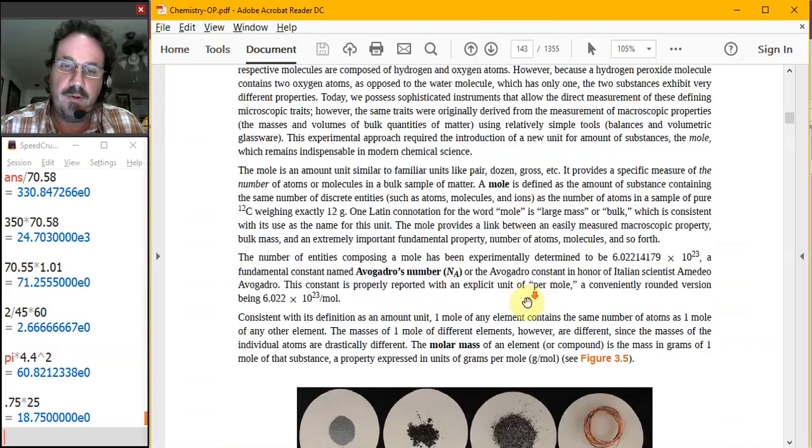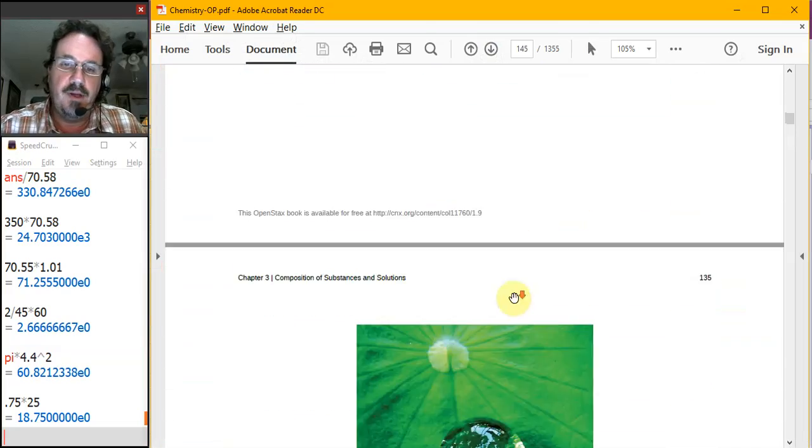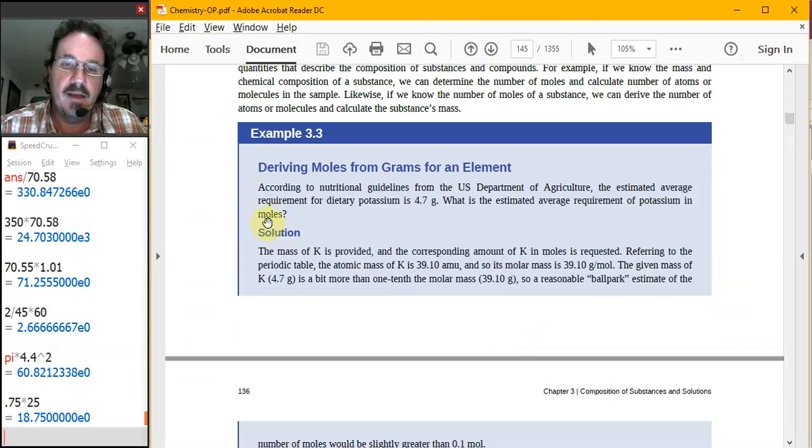Let me pull that up here. Example 3 asks: according to nutritional guidelines from the USA Department, an estimated average requirement of potassium is 4.7 grams. All right, potassium, 4.7 grams. Estimate the average requirement in moles. So in other words, how many moles are in that 4.7 grams?